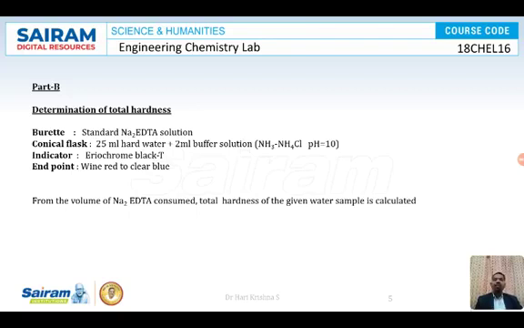Ammonium chloride buffer is added because, what do you mean by buffer? A buffer maintains the pH. During the course of the reaction, H+ ions will be liberated into the solution. Since H+ is liberated, the pH will decrease. For the indicator to give this color, pH 10 is a must. So in order to maintain constant pH, the buffer is added. From the known volume of Na2EDTA consumed, the total hardness of the given water sample is calculated.